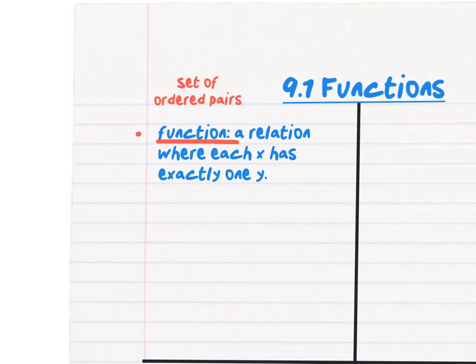Now we're going to be talking about functions in this chapter, and a function is a relation where each x has exactly one y. And the word relation means that it's a set of ordered pairs. So I'm going to draw a little arrow from the words set of ordered pairs to the word relation. That's what a relation is.